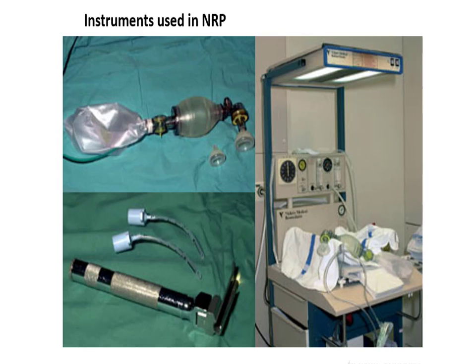And these instruments are needed. Definitely, you need to have a resuscitator in the delivery room. You need an ambu bag, you need a laryngoscope, endotracheal tubes of different sizes.